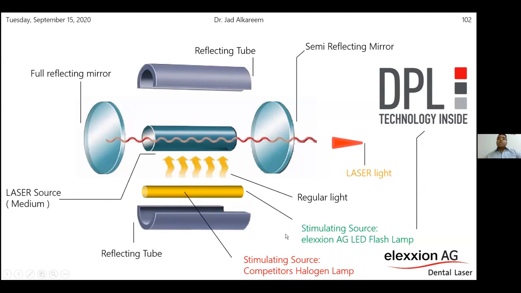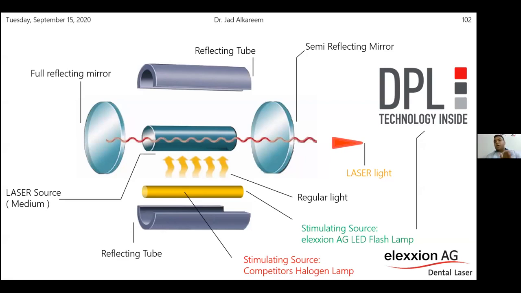The LED flash lamp has a better ability to reach the maximum power in a very, very short time. If you compare, halogen lamps turn on slowly to reach the maximum power, and they also turn off slowly. So if you are using the gated mode or the pulsed mode, between the off time and the on time, you will still have the laser available.